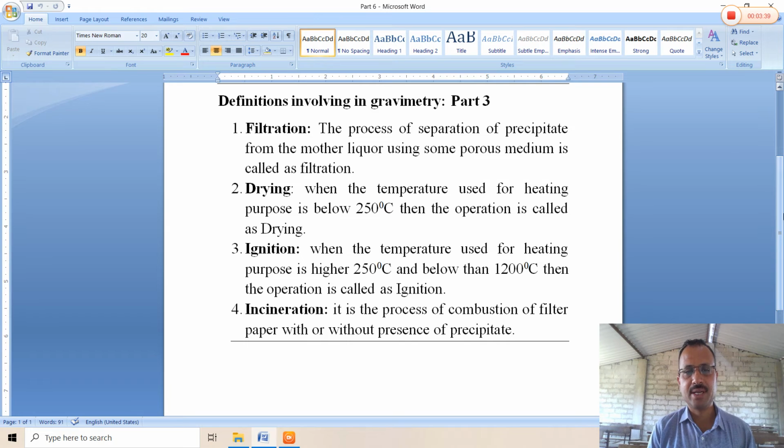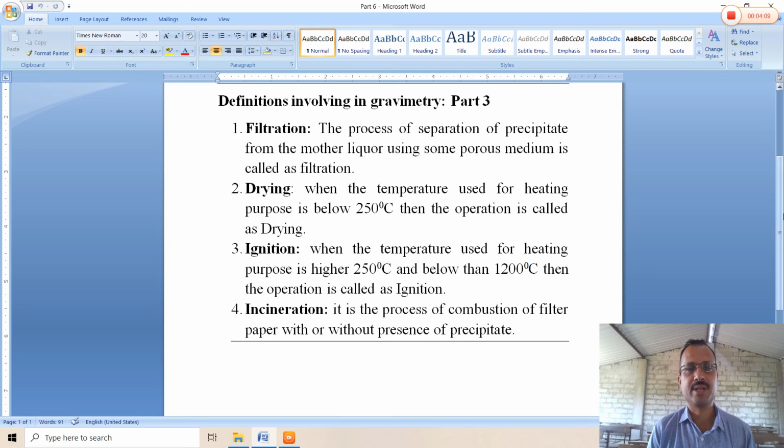Next one is incineration. Incineration is a process of combustion. It is a process of combustion of filter paper with or without the presence of precipitate. With or without the presence of precipitate, the combustion process is called incineration. So these are the four basic definitions involved in gravimetry, and this is part 3 of the chapter. So we have covered all definitions in the gravimetry chapter.